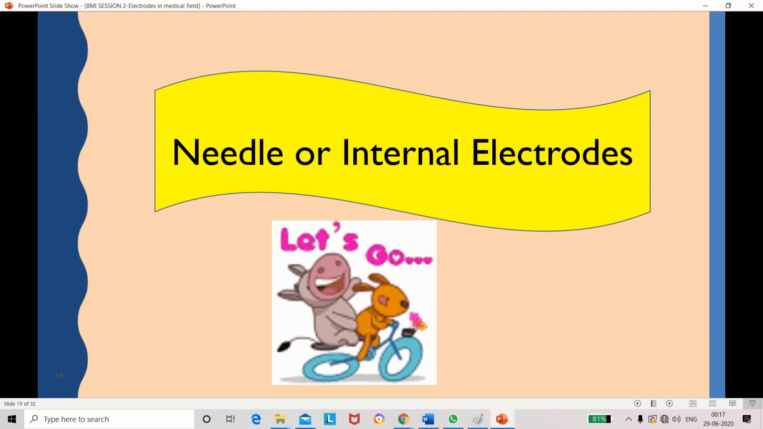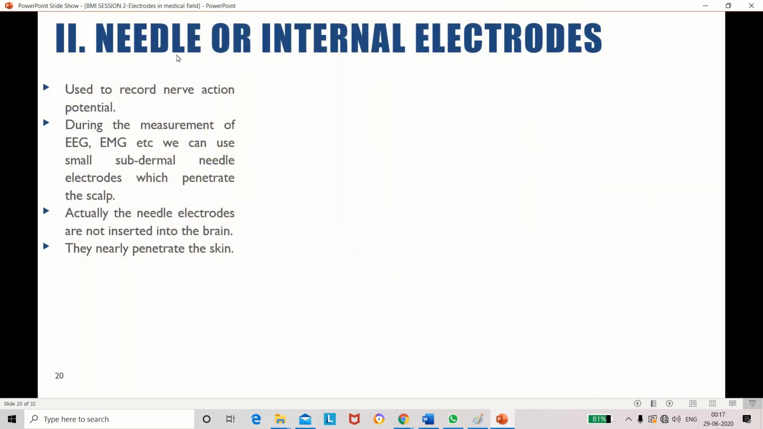Now let us move to the second important type, needle or internal electrodes. Needle electrode. So needle, N for nerve. This electrode is used to record the nerve action potential. This electrode is used to measure the EEG signal and EMG signal. Already told that EEG means electroencephalography, EMG means electromyography.